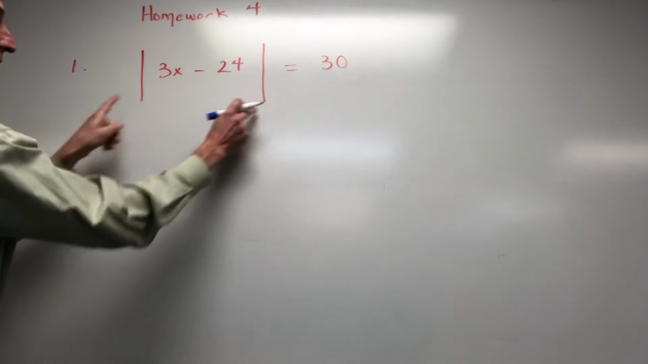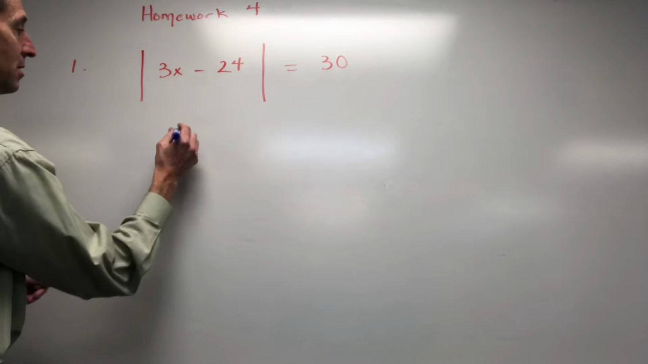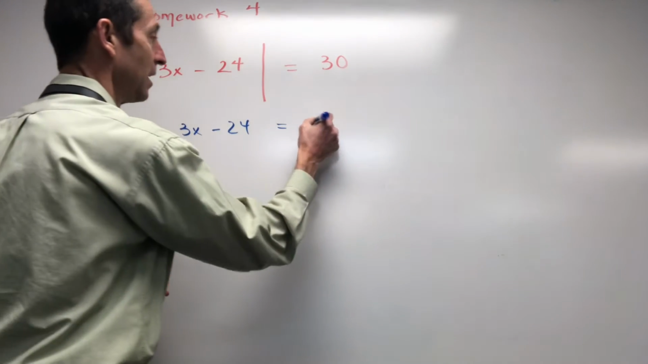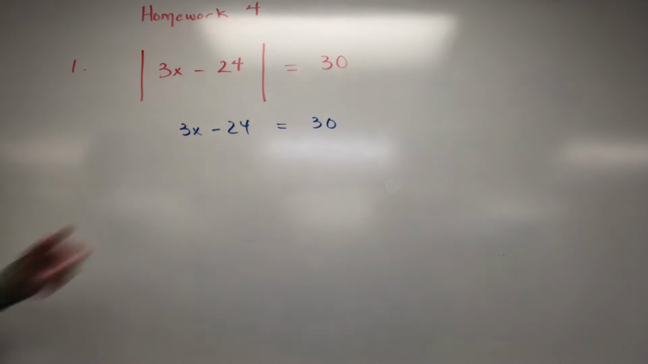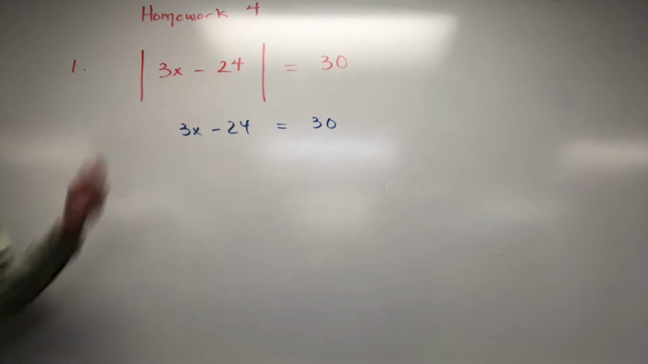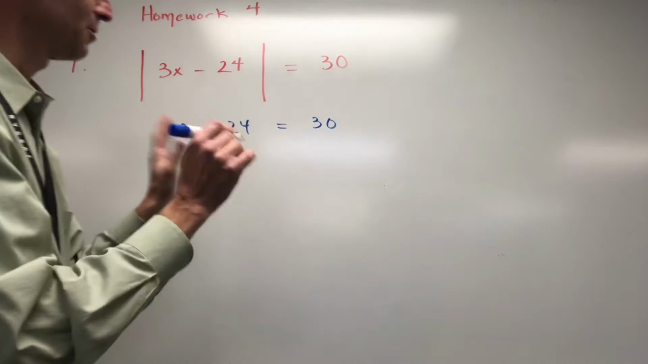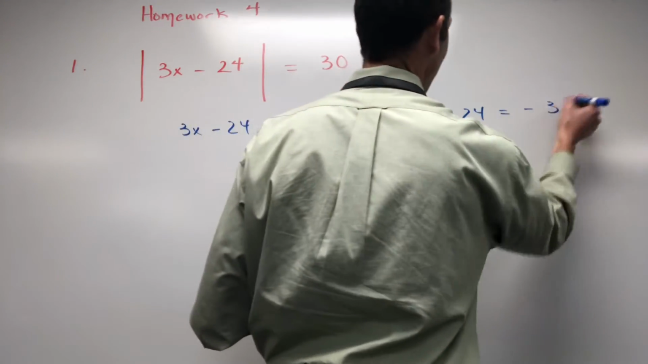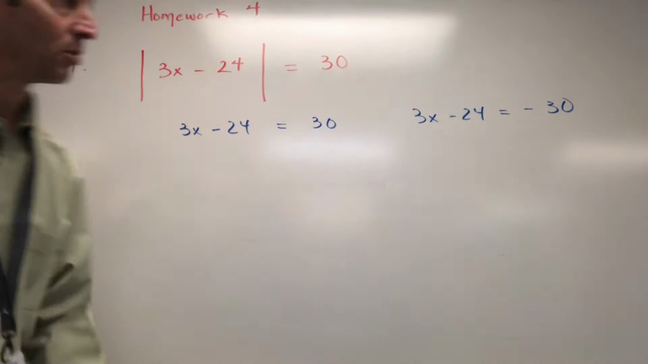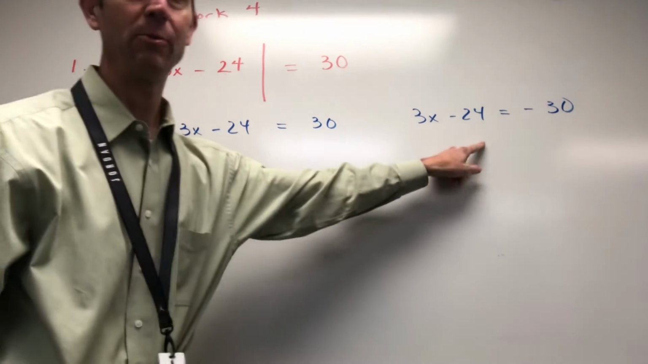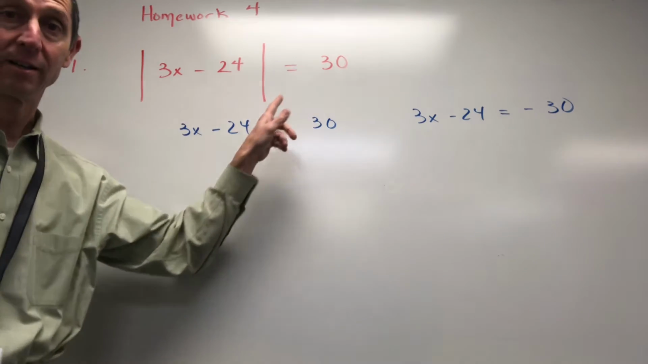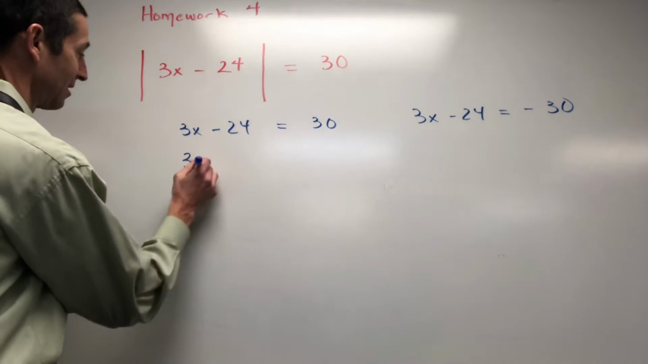Grab what's inside your absolute value bars and set it equal to a positive 30, and then grab what's inside your absolute value bars and set it equal to a negative 30. So one with positive 30, one with negative 30. That's how you set it up when it's an equal sign. All right, solve them real quick.